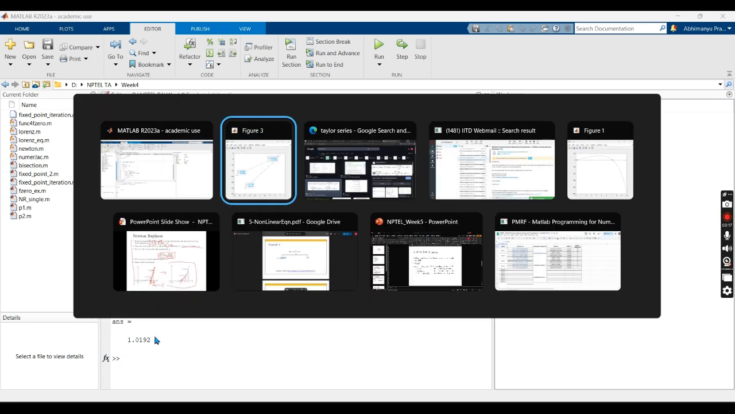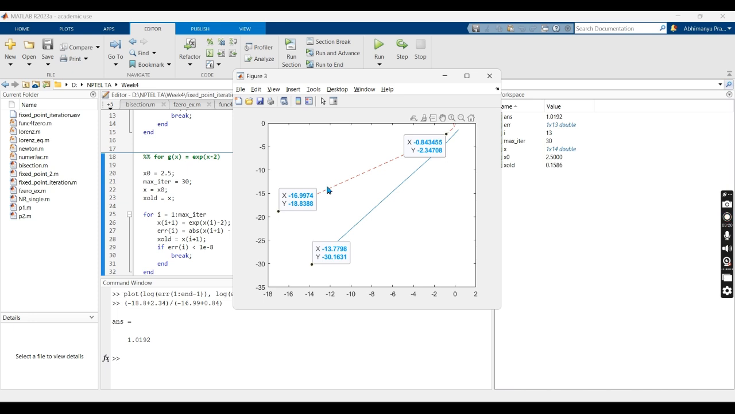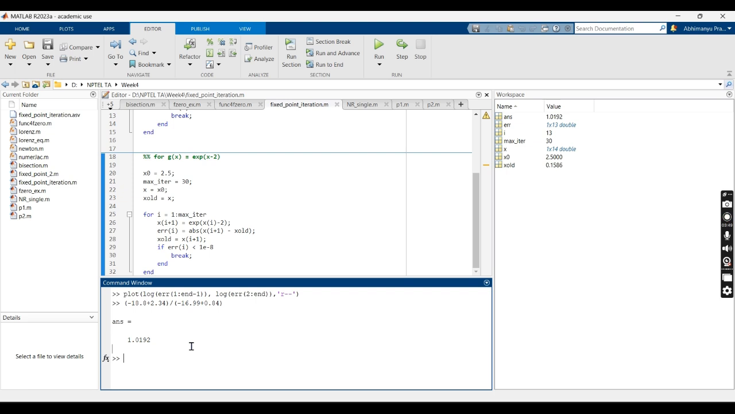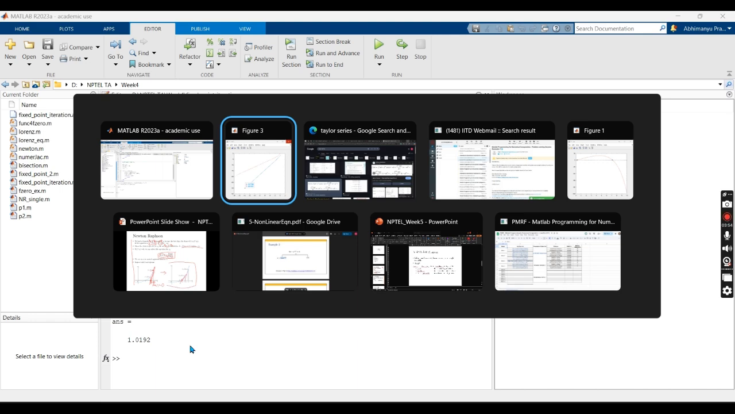Okay, that means the rate of error convergence is linear in the case of fixed point iteration, and with a slope of 2, that is, it's quadratic in the case of Newton-Raphson. That is why the Newton-Raphson method converges faster than the fixed point iteration for the same function, for the same equation, right? Yeah. So this was the Newton-Raphson for the fixed case for the single variable.